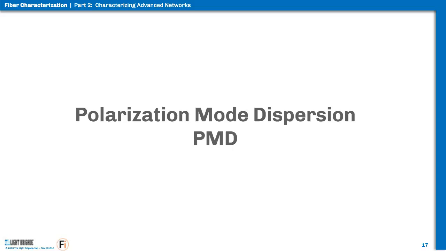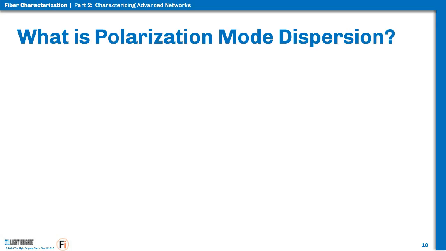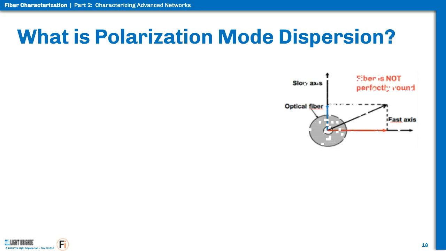So now let's talk about polarization mode dispersion, or PMD. What is it? This is also about pulse spreading, but in this case, it's a little bit different. Polarization mode dispersion literally is caused by the fact that fiber is not exactly round. If you look at an optical fiber and you look at the shape of it, it's not perfectly round. It's a little oval. So that means one axis is wider than the other, microscopically speaking.